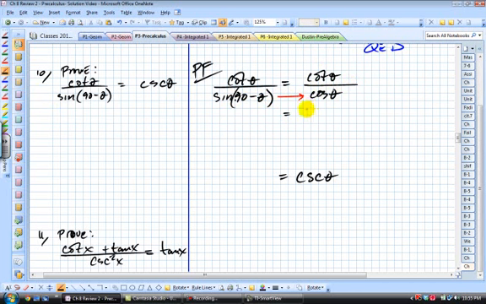So then you say, okay, cotangent is cosine theta divided by sine theta times the reciprocal of cosine, so times 1 over cosine theta. That gives you 1 over sine theta, which gives you cosecant. And the proof is complete. So pretty simple.